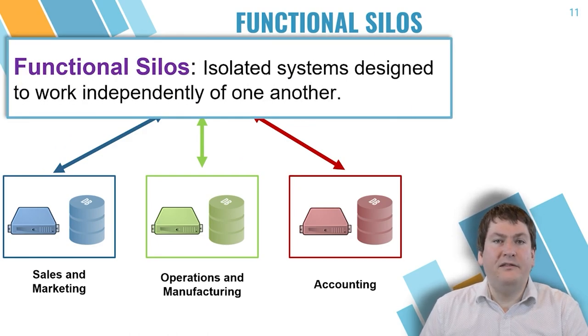We call this type of isolation functional silos. These are systems that are designed to work independently of one another and don't consider other organizational areas. This is a problem as each silo has its own view of the data, its own processes, and its own procedures, even has its own goals and objectives, and their own business model. This allows business processes to become disjointed or even ineffective. In simple terms, the left hand doesn't know what the right hand's doing. Every department is blind to everything but their own data.